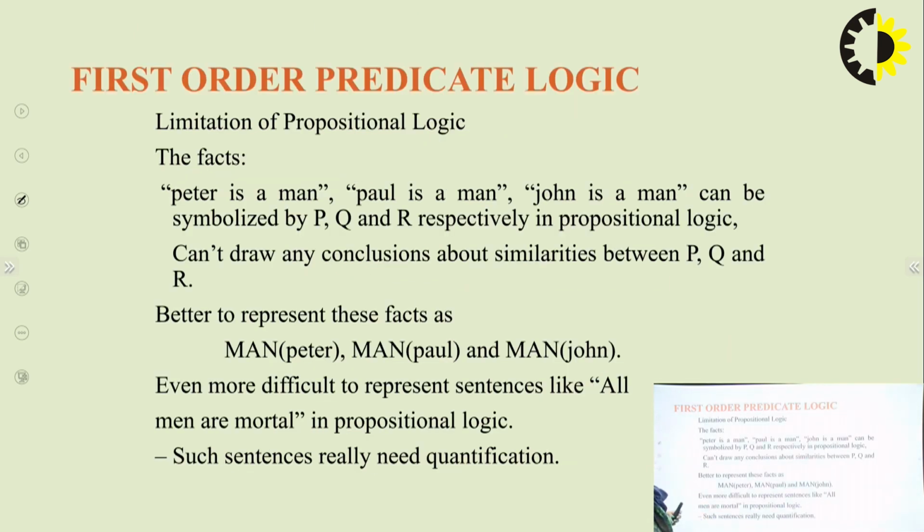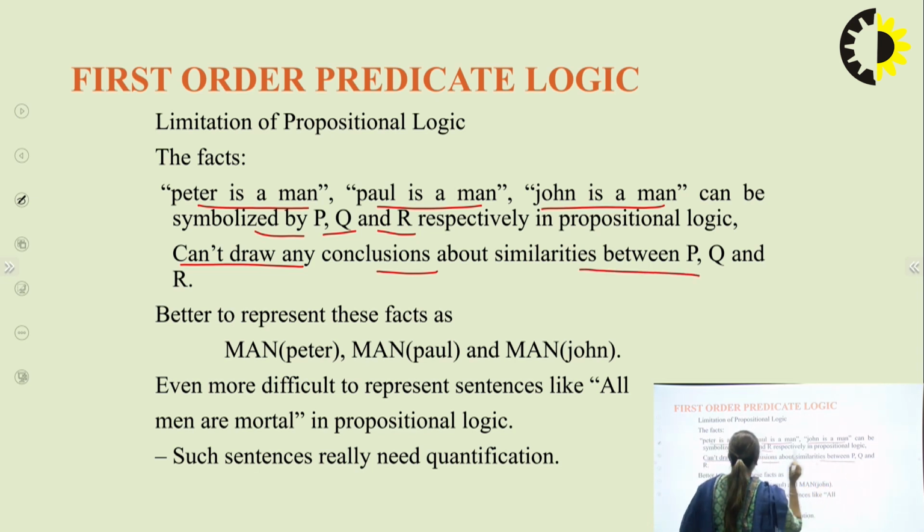Limitation of propositional logic. What we have studied till now has some limitations also. The facts that Peter is a man, Paul is a man, John is a man can be symbolized by P, Q, R respectively in propositional logic. But it cannot draw any conclusions about the similarities between P, Q and R. All the three statements have a similarity that Peter, Paul and John are men, right?